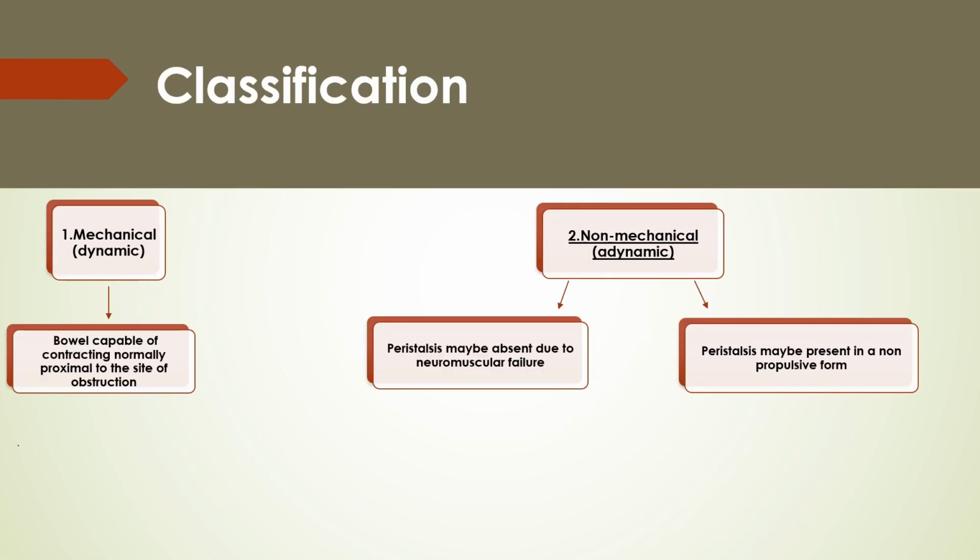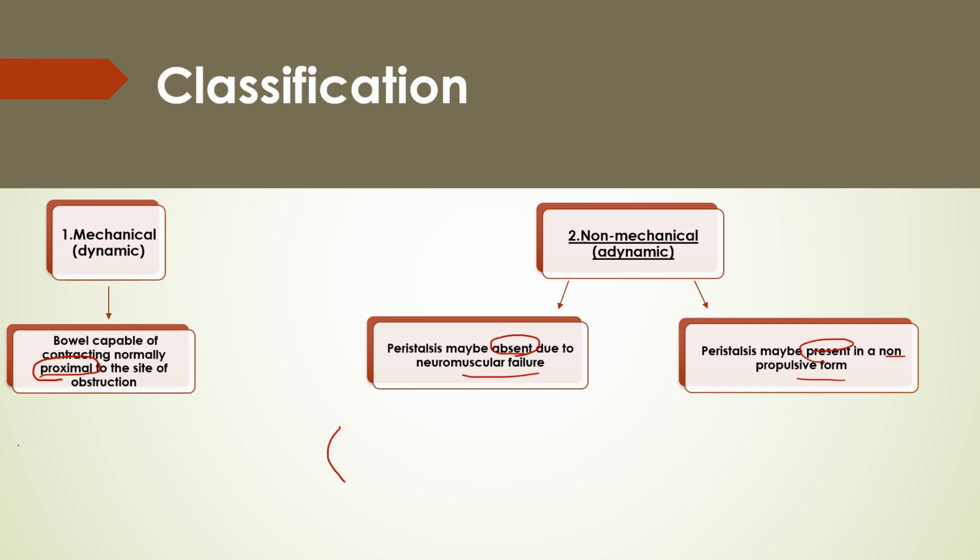I'm going to classify our topic into four types. The first is mechanical or dynamic obstruction, in which the bowel is capable of contracting normally proximal to the site of obstruction. The second is non-mechanical or adynamic obstruction, in which the peristalsis may be absent due to neuromuscular failure, or it may be present but in a non-propulsive form.